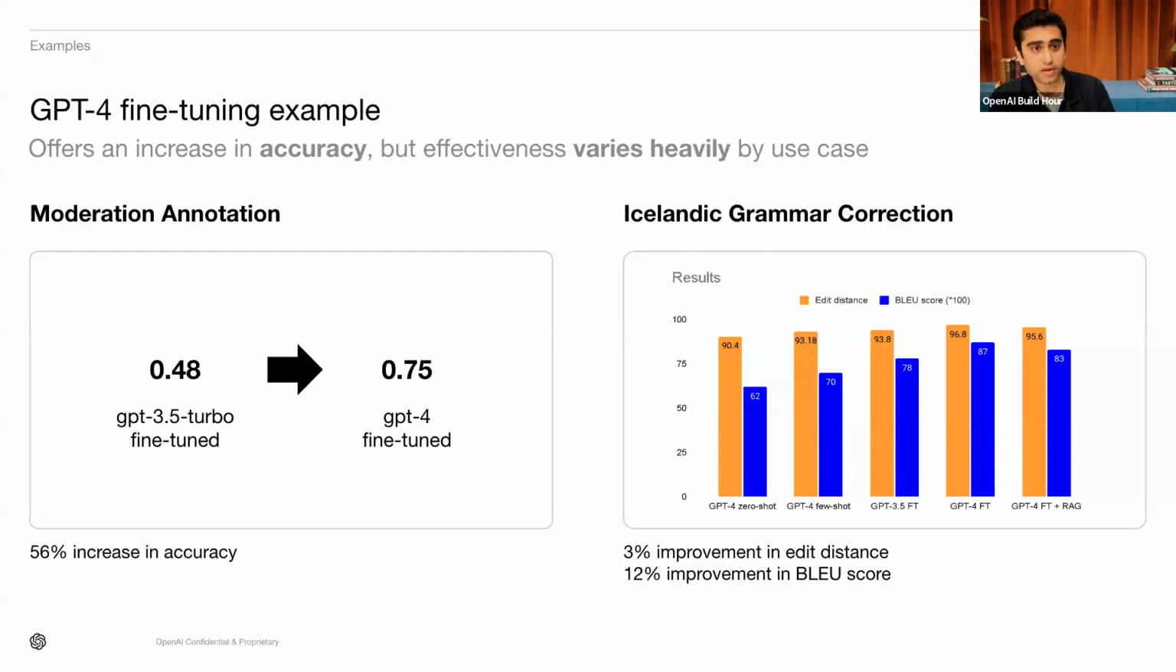On the right, we have a customer that fine-tuned for an Icelandic grammar correction task across different models. You can see that fine-tuning GPT-4 here results in slight improvements in 2 of the metrics they use, the edit distance and the BLEU score. But it's important to note that the improvements from fine-tuning GPT-4 here over 3.5 turbo are less pronounced. So fine-tuning GPT-4 can be useful in some cases, but in some cases, the performance might not be worth it.